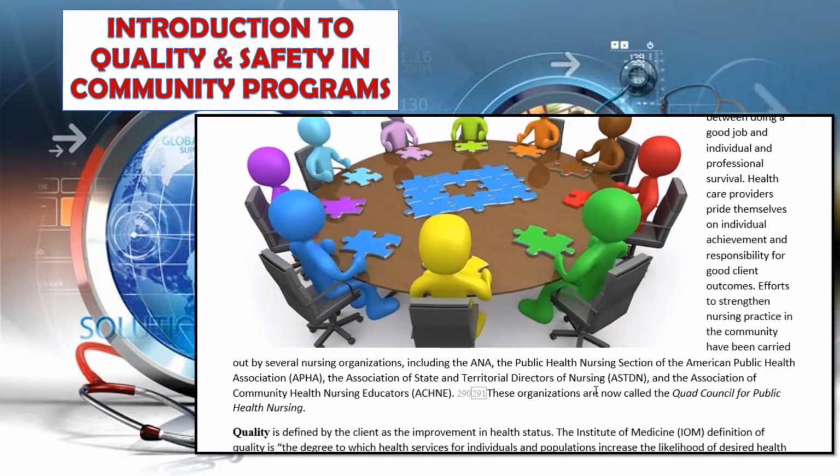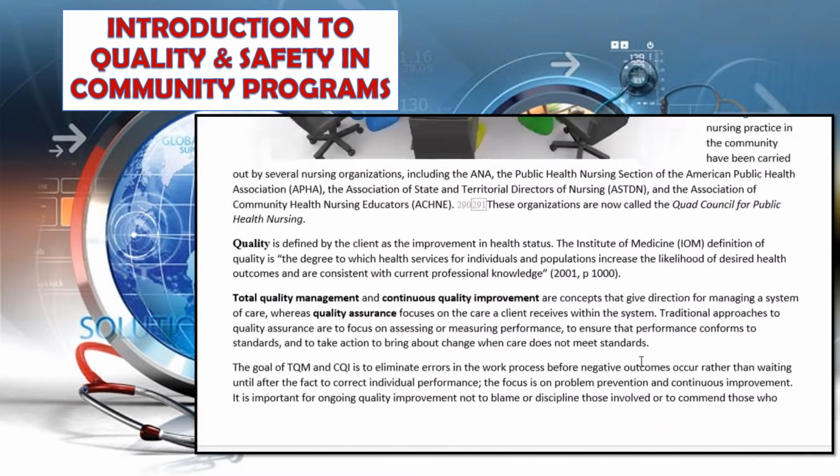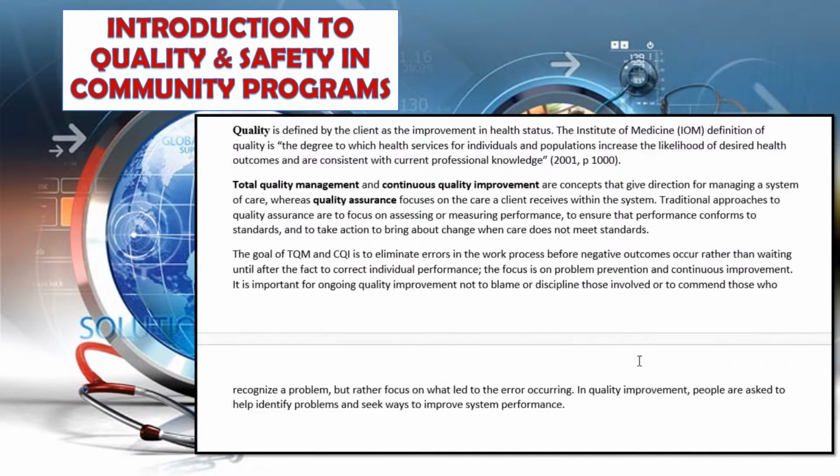Efforts to strengthen nursing practice in the community is carried out by organizations such as the ANA, the APHA, the ASTDN, and the ACHNE. These organizations form what's called the Quad Council of Public Health Nursing. So what does the Quad Council for Public Health Nursing do? These people monitor the quality of what we're doing in the community. Okay? Quality in the community is defined by the client's improvement in health status.